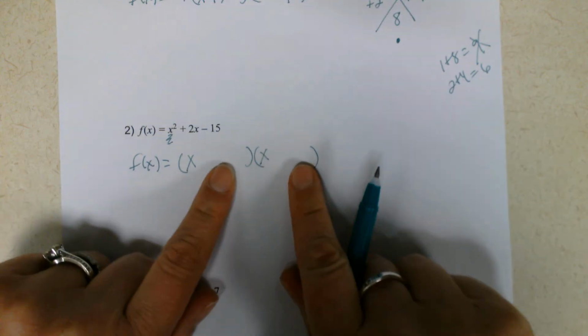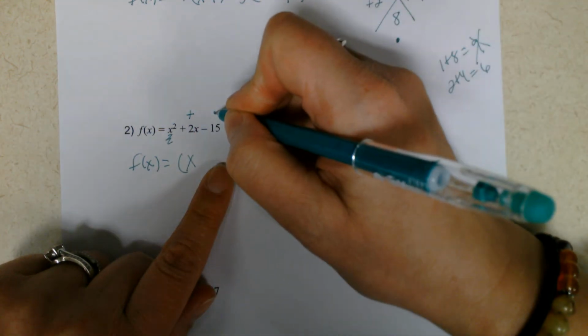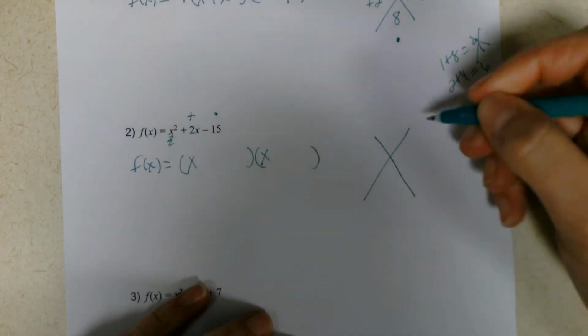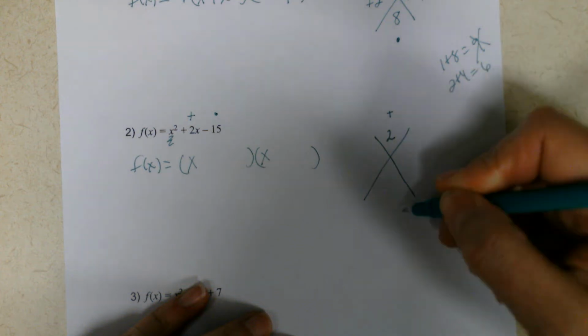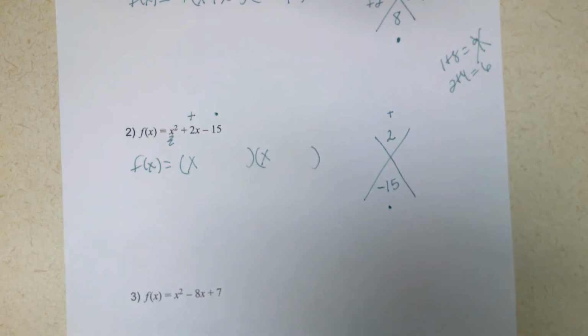So now we have to take care of these two numbers. We know it's going to add up to a positive 2, but it has to multiply to a negative 15. So it has to add up to a positive 2. It has to multiply to a negative 15. And so this is where we're going to get into negatives and positives. So we have to think of two numbers that multiply to negative 15.